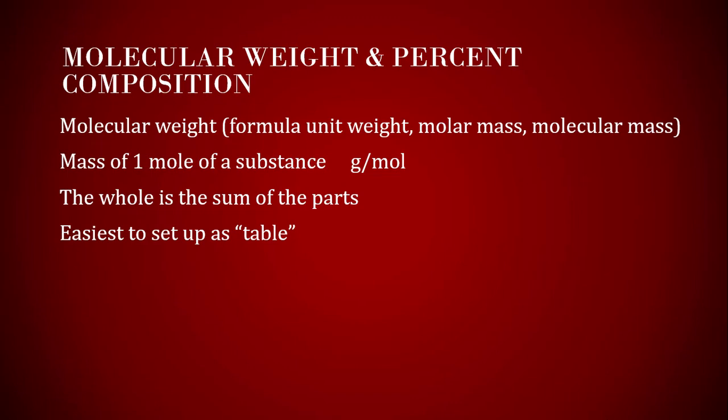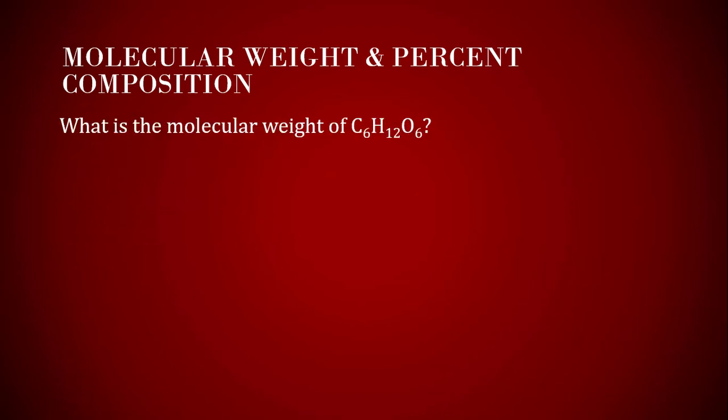And I find the best way to do this is to set it up as a table. And then the best thing to do is to do it as an example. So what is the molecular weight of C6H12O6? The table gets set up as the number of the specific element times its atomic mass taken from the periodic table equals the product or the part. Add those all up. The sum of the parts gives you the whole or the molecular weight.